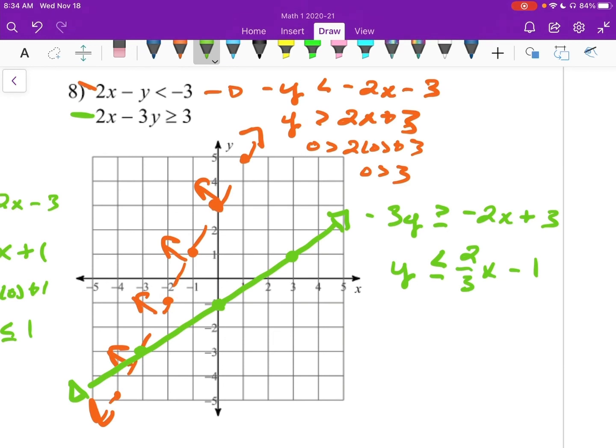Now I need to plug in the point 0, 0. So I'm going to say, well, 0 is less than or equal to 2/3 times 0 minus 1. So 0 is less than or equal to negative 1. Well, is that a true statement? Is 0 smaller than negative 1? No. So I'm going to have to shade away from the origin. This one is just going to have this little bitty sliver over here highlighted. All right, there we are.